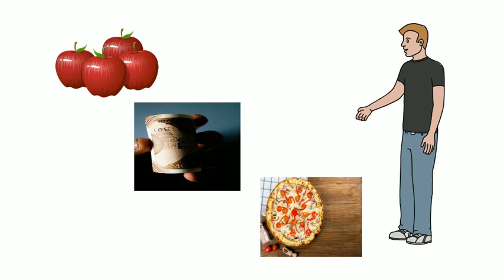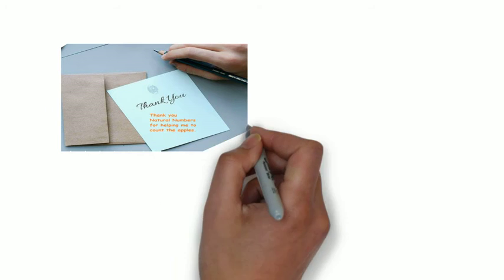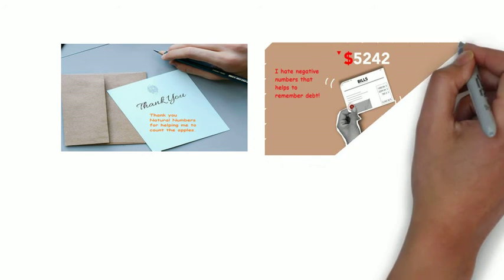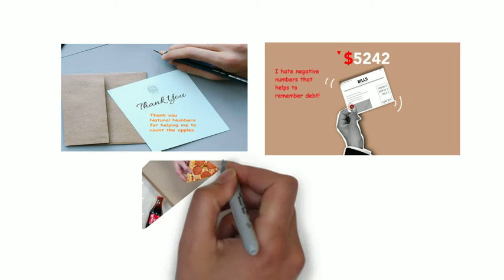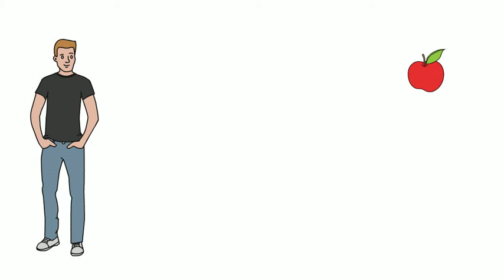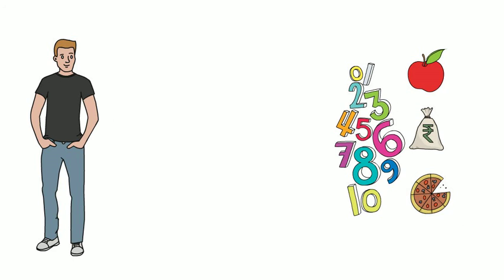How much does each get? While answering the above questions, we don't say or think, thanks to natural numbers for helping me to count the apples. I hate negative numbers for helping you to remember my debt. I'm grateful to rational numbers for helping me to share a pizza with my friends. Buying apples, owing money, sharing pizza are common things in everyday life. Numbers are assimilated into our lives like air and water.